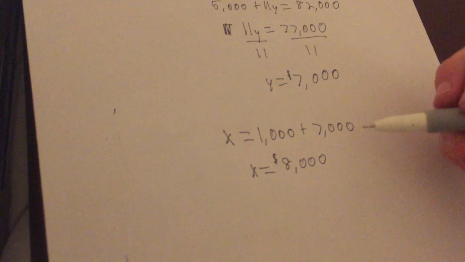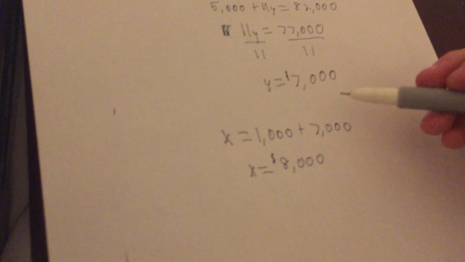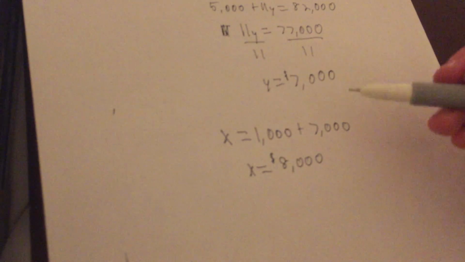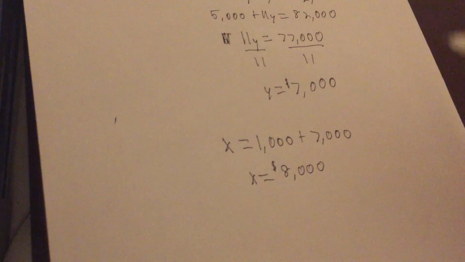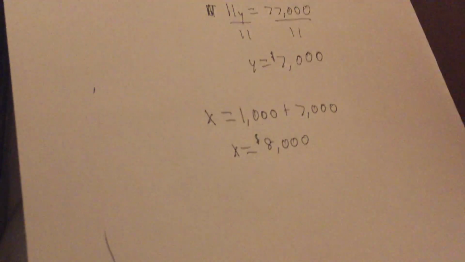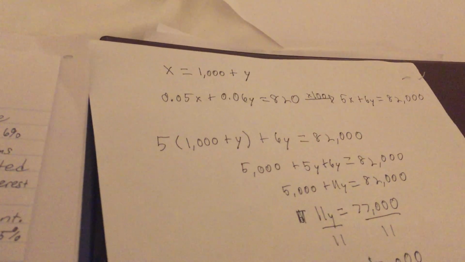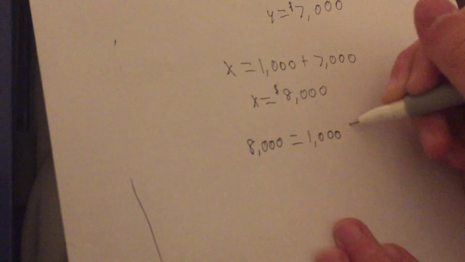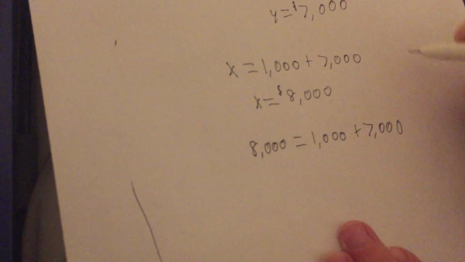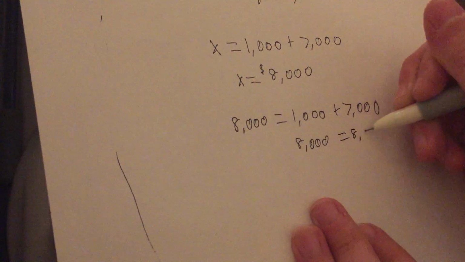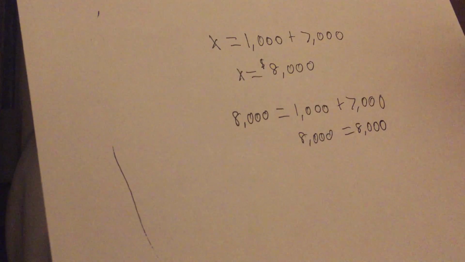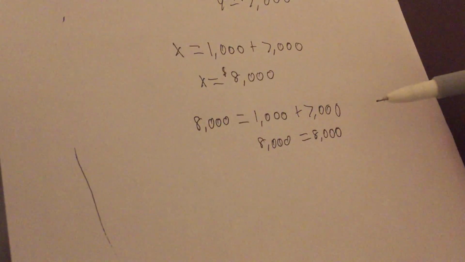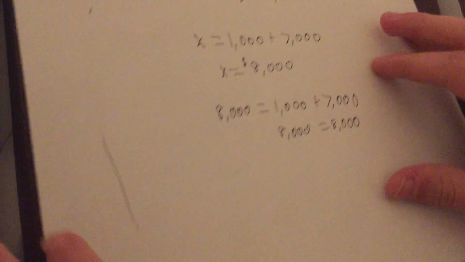Now that we have both of our variables figured out, we're going to check them by plugging them both back into each equation. So for the first equation, you can see right here that 8,000 equals 1,000 plus 7,000. So we know for sure that the first equation works out. But now let's check for the second equation.